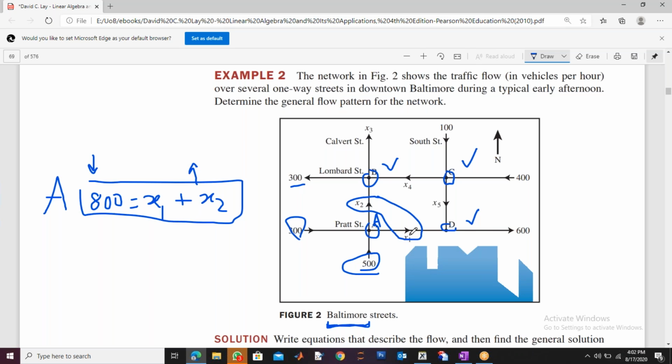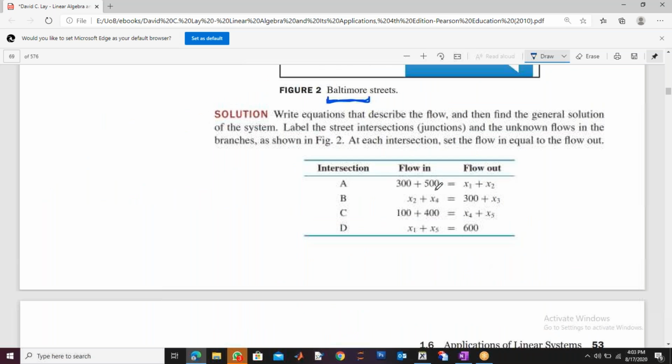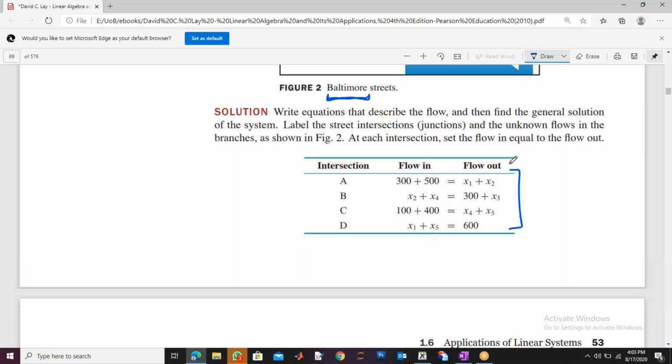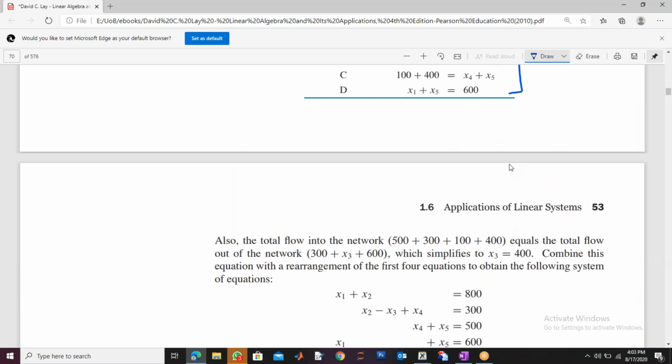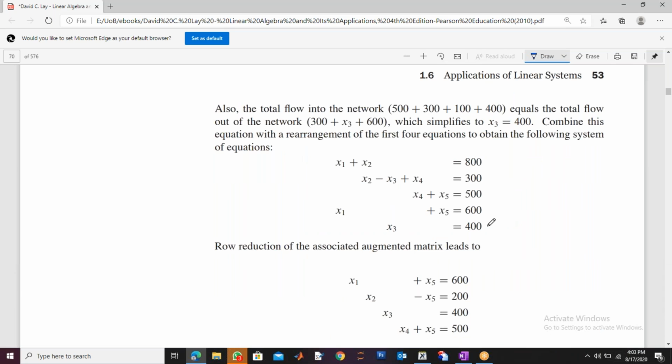What is the outward flow? 300, 600, 900 plus x3. So x3 is not given to me. It means another equation comes from the overall flow, right? So there will be 5 equations altogether, 4 from the intersections and 1 from outside because x3 is not known to us. So 1300 are coming in, 900 are going out with x3. So you see these are all our 4 equations from the intersections, flow in and flow out, and 1 at the end which gives me the overall flow of the system.